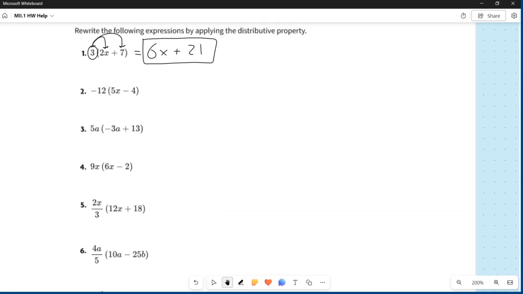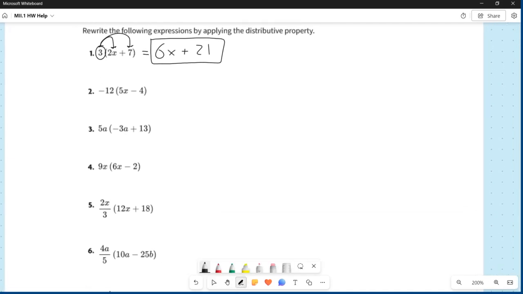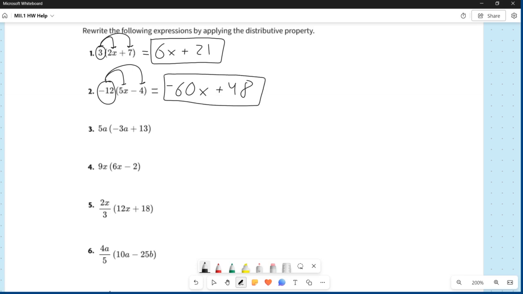For number 2, we are again going to take our monomial, our leading coefficient, and distribute it to both terms of this binomial. Notice that our monomial this time is a negative, so please don't forget about that negative in front of the 12. But again, we're going to be distributing via multiplication. So, negative 12 times 5x is negative 60x, and then negative 12 times negative 4 is positive 48. Giving us a final answer of negative 60x plus 48.